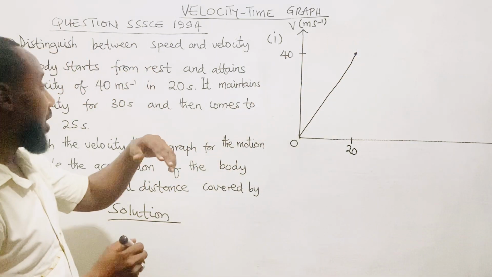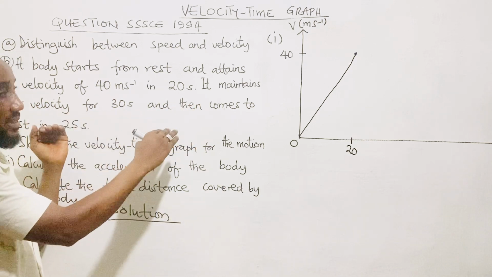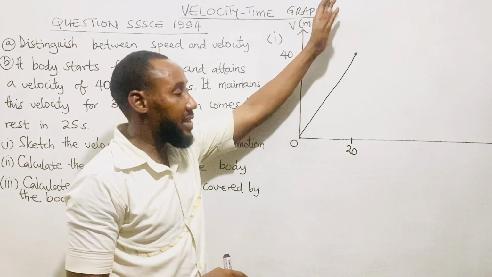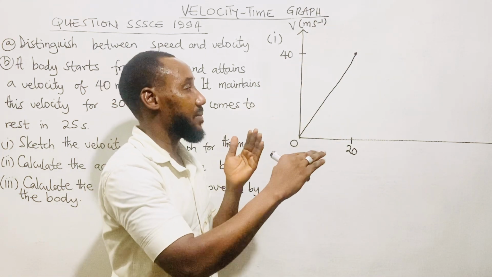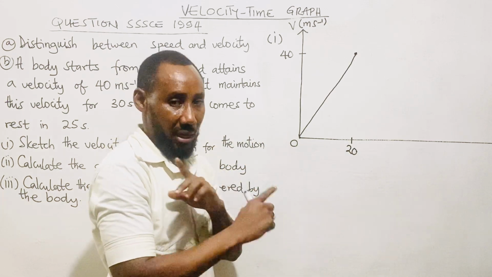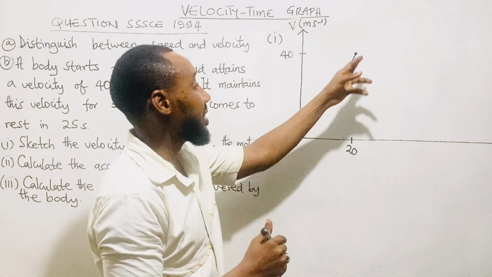So the object used to be here, now the object is here. At that point, what did the object do? It maintained that particular velocity for the next 30 seconds. At this point, the object didn't increase the velocity, it didn't reduce it, it maintained it. So at that point, we have constant velocity. When velocity is constant, there's no acceleration. So the acceleration there is 0.